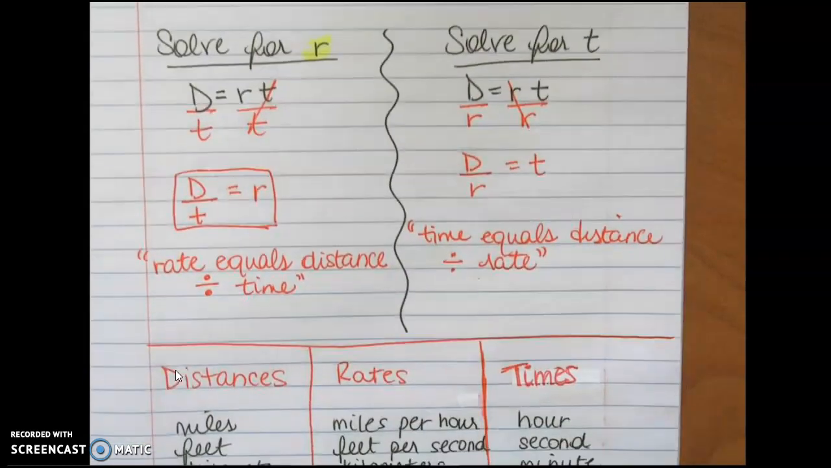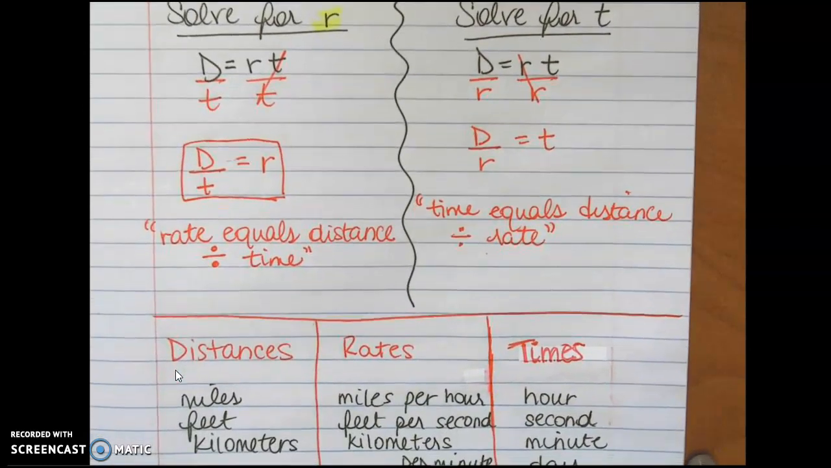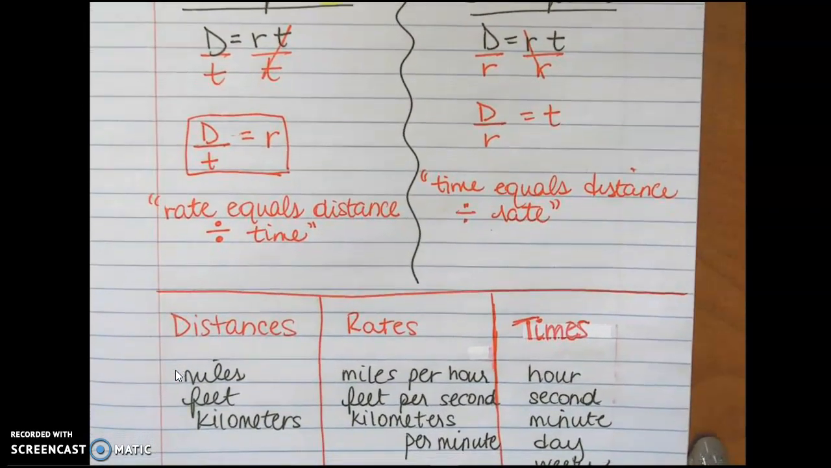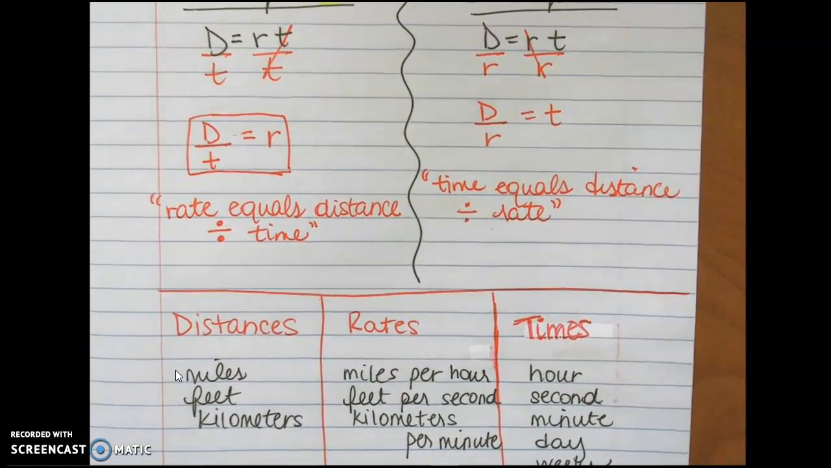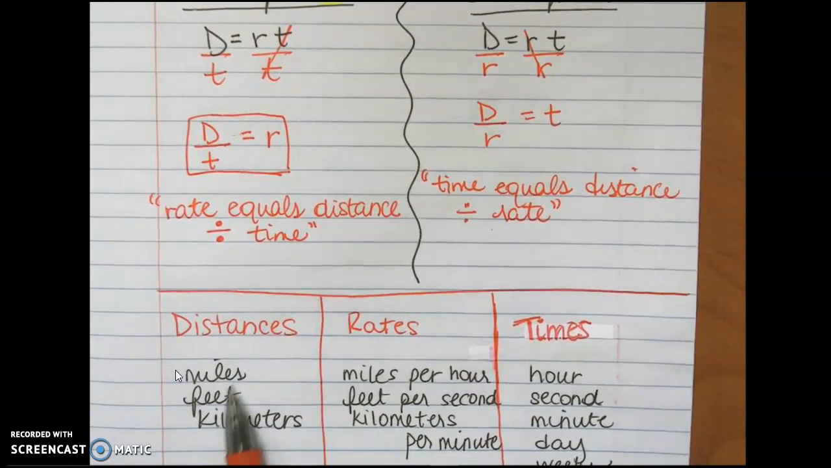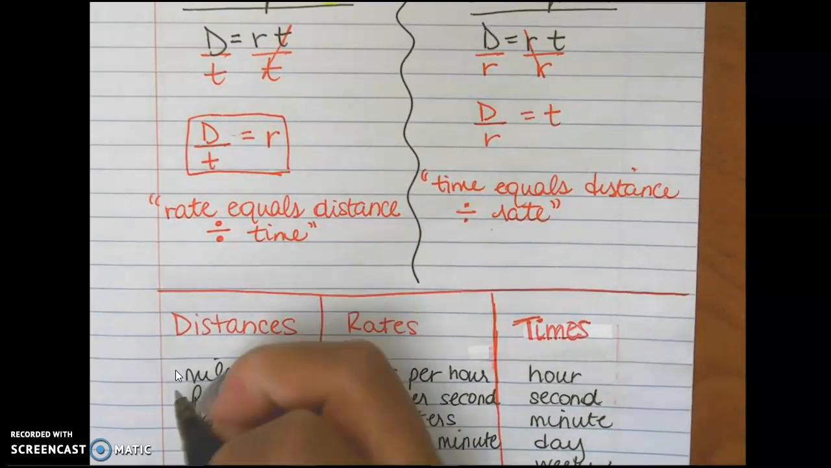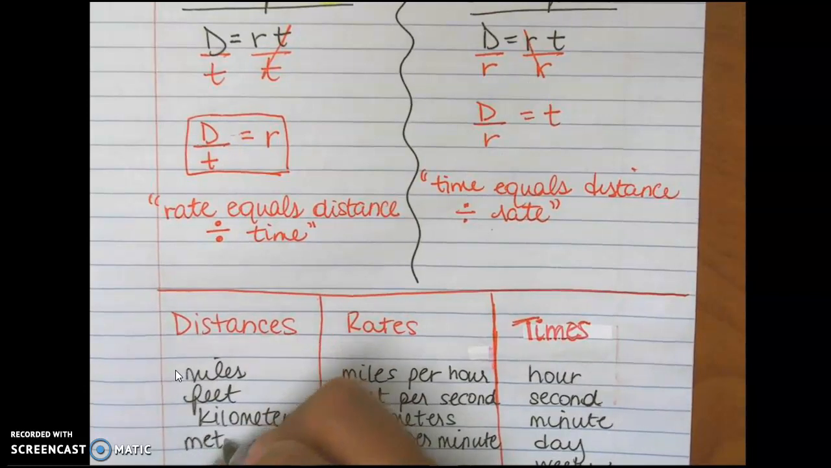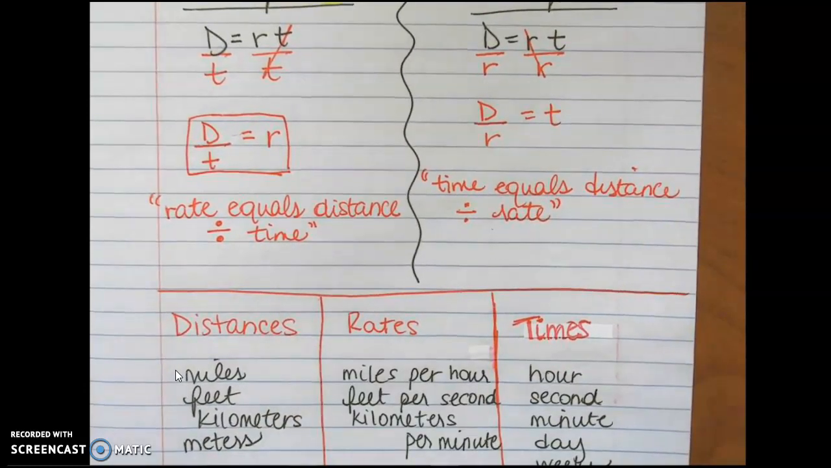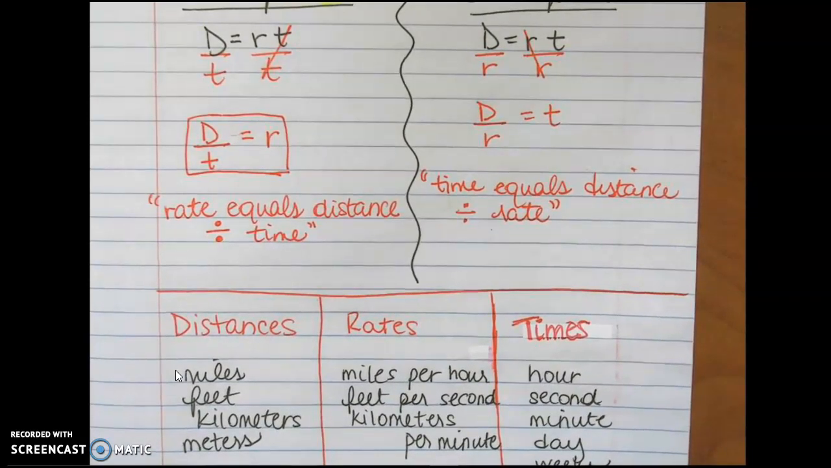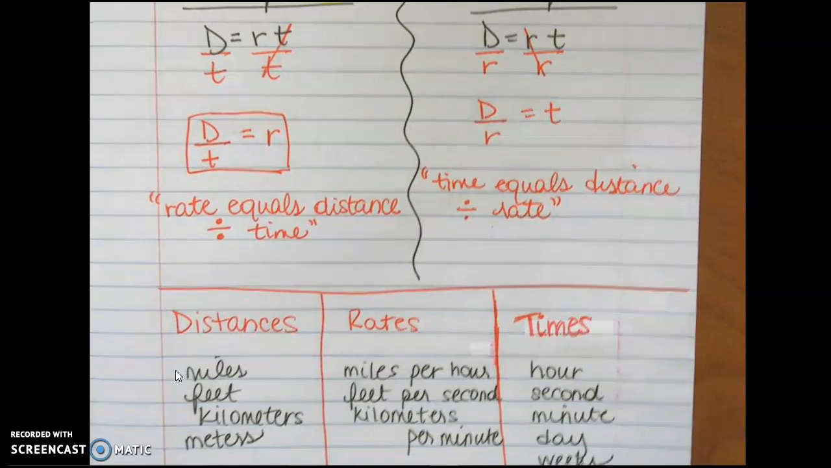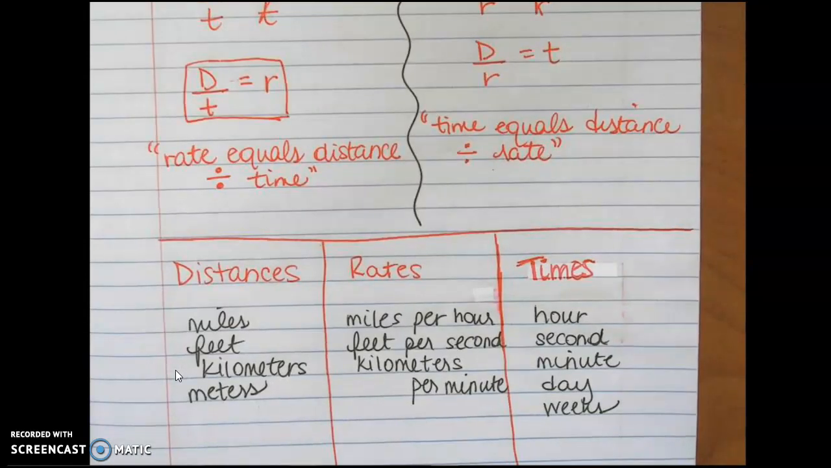You need to know examples of rates, ladies and gentlemen. That's why I provided them for you at the bottom. Not just rates, but also distances and times. Distances that you'll see are miles, feet, kilometers, also meters. Rates: miles per hour, feet per second, kilometers per minute. Those are all examples. Times: how do we measure time? In hours, seconds, minutes, days, weeks. Okay?